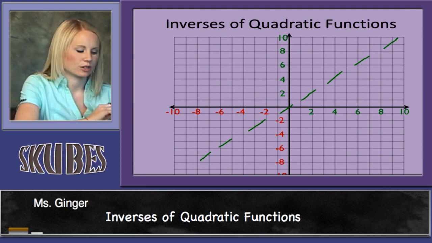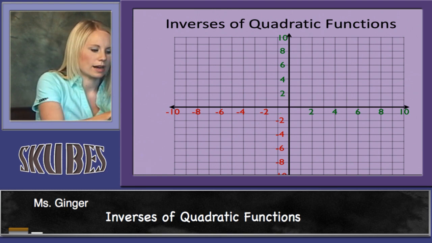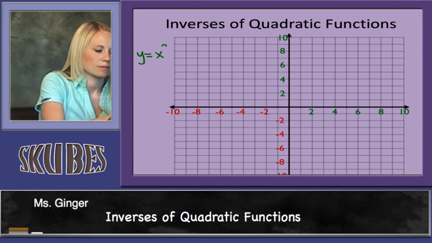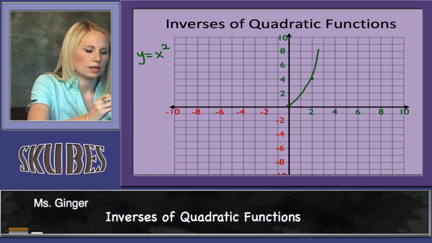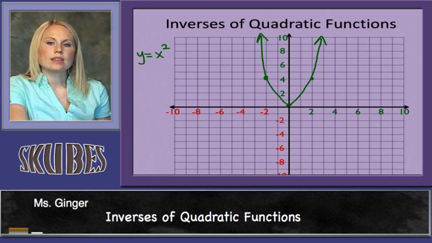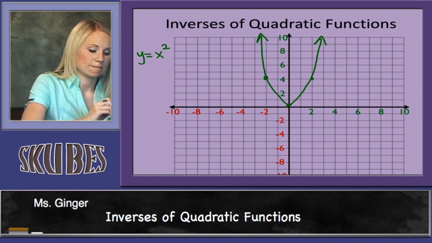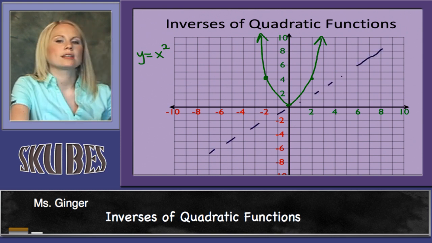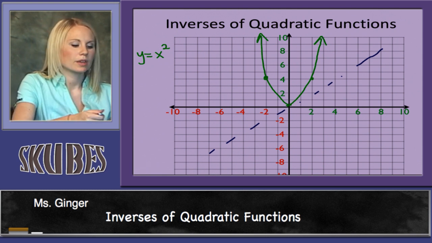Alright, so for a quadratic function, let's take a look at a basic quadratic function here. Y equals x squared, which is going to go through the origin and the point 2, 4 and negative 2, 4. If we look at the inverse of this function, we are going to need to reflect it over that line, y equals x, okay? And sometimes it's hard to visualize that, so one strategy we can use is to reverse all of the x and y coordinates.